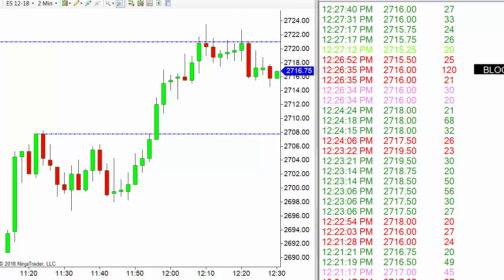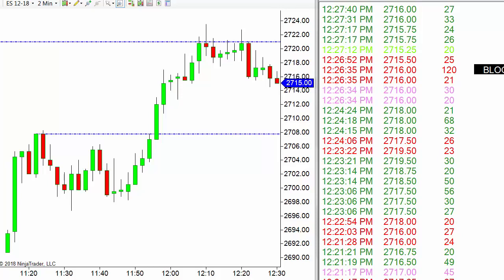Now there are 4 columns. The left column is time. The second column is the price at which something was bought or sold, whether it hit the bid or the ask specifically. The third column is how many contracts. And the fourth one is whether it's a block trade or not. And block trade, again, you can adjust that however you want. I've got it set to 100 contracts.